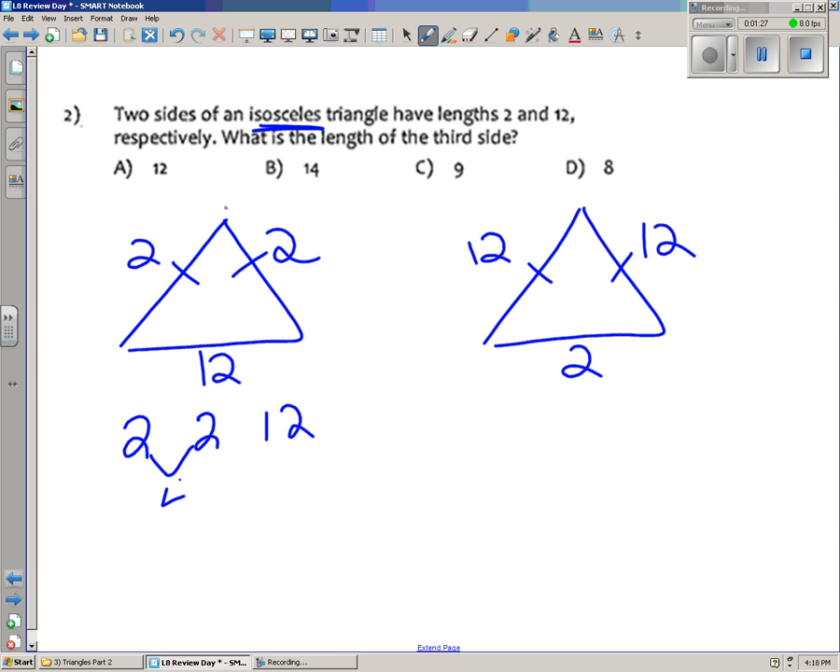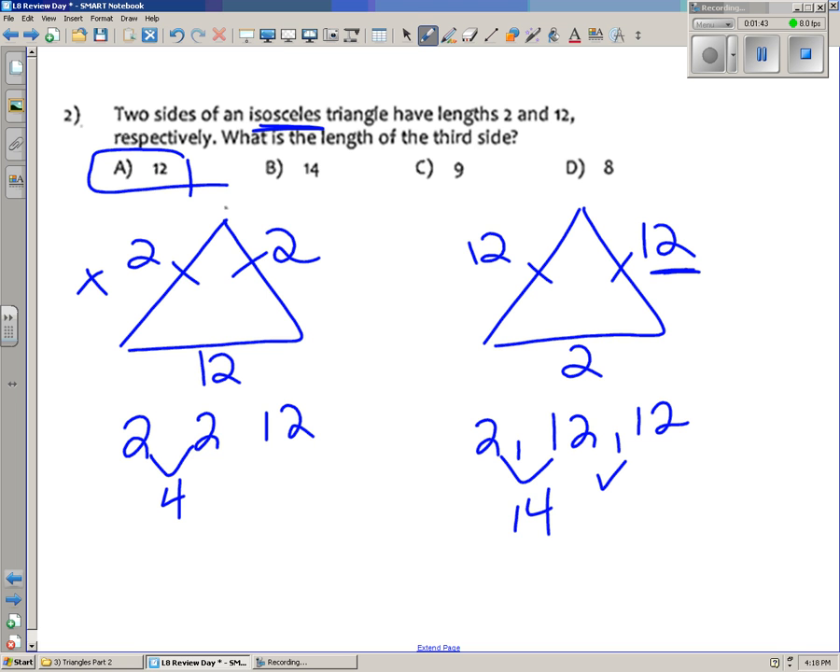If we took a look at the first triangle, 2, 2, 12, if you add up the 2 little guys, you get 4. That's not going to work. 4 is not bigger than 12. But if I took these sides, 2 plus 12 is 14. That's bigger than 12. So the length of the 3rd side must be the number 12. So choice A, 12 is correct.